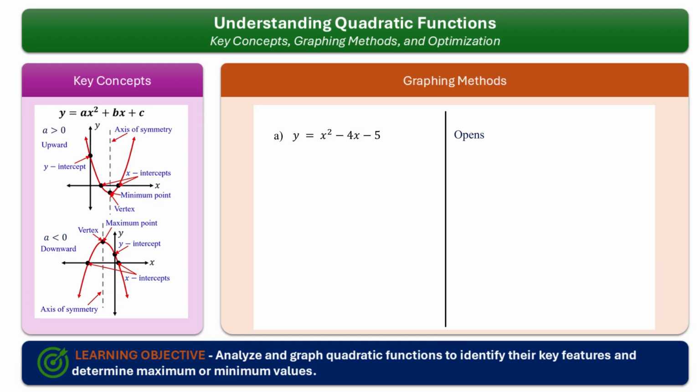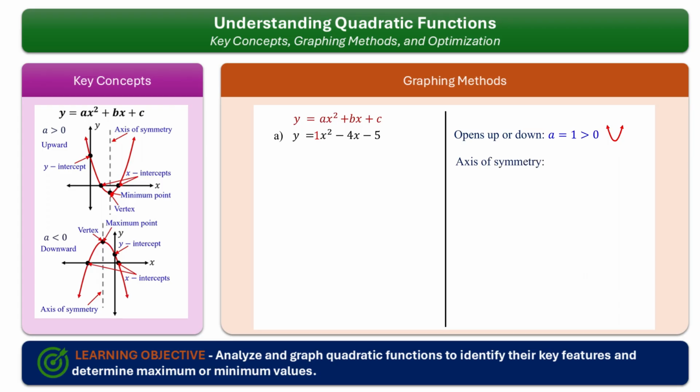The first step is to determine whether the parabola opens upward or downward. For a quadratic function in standard form, if a is greater than 0, the parabola opens upward. If a is less than 0, the parabola opens downward. For our function, a is 1, which is greater than 0, so the parabola opens upward.